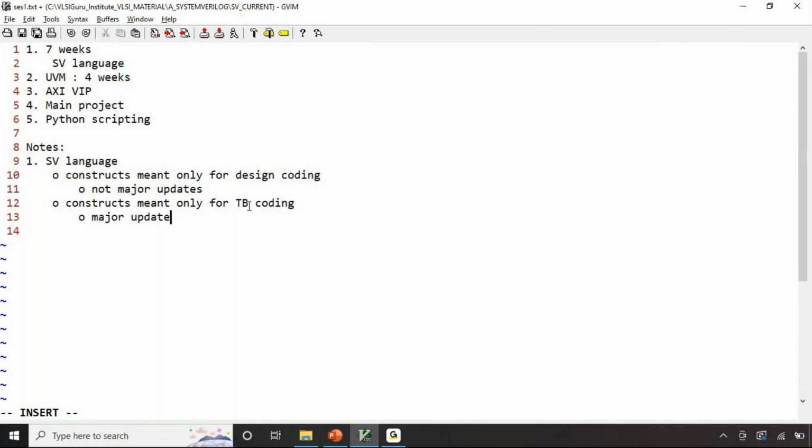Of course, there is another aspect: you can go to the market and find people who are only looking for SystemVerilog for design training also. But that will be very few, 1 out of 100. Mostly, SystemVerilog is used for what? Functional verification. With that, we'll be starting the SystemVerilog for functional verification course.